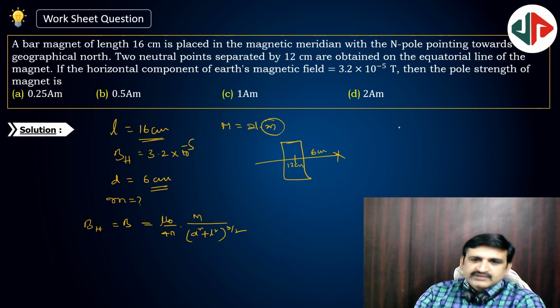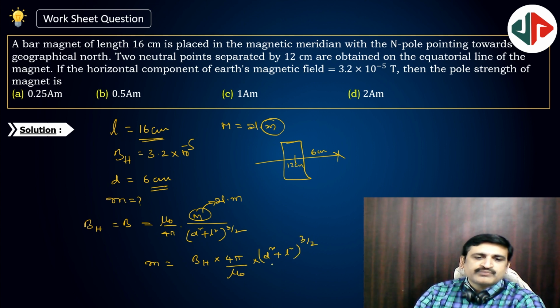So for that, here you can replace with the 2L into m. Then m can be subjected. I want to subject like this: m is equal to BH into 4 pi by mu naught into D square plus L square whole to the power of 3 by 2 by 2L. So substitute all the given data. It's in centimeter, you have to write in 10 to the power of minus 2, and you have to write in 10 to the power of minus 2.